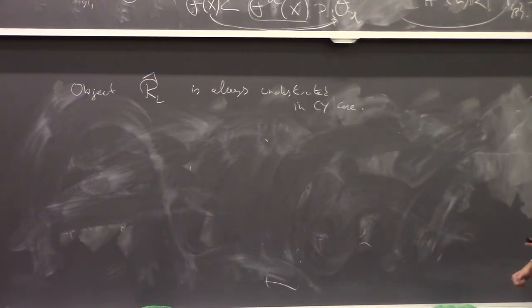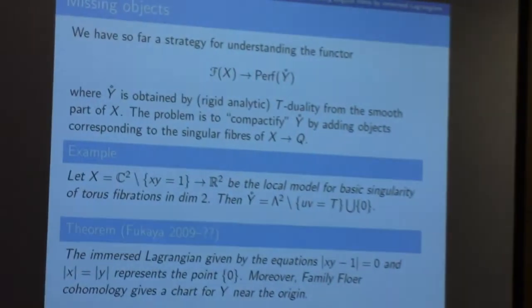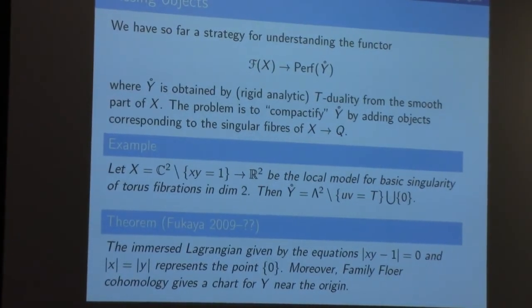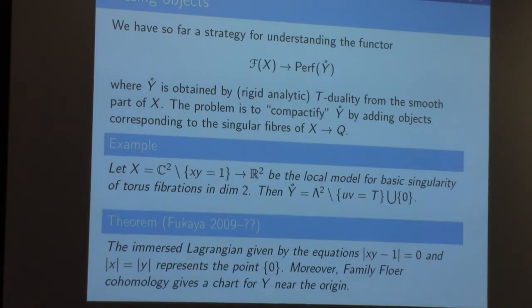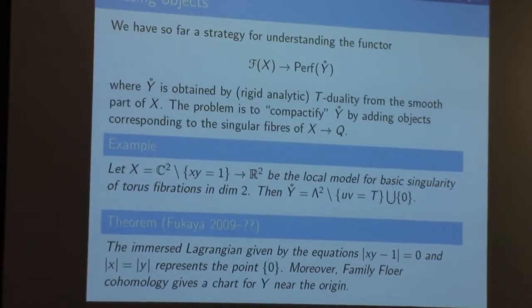Okay, now we'll talk about something completely different. We're now going to do some geometry. Remember that so far everything has been about this open part, only about the smooth fibers. So there are some objects missing from the Fukaya category, which are exactly the things that correspond to the singular object.